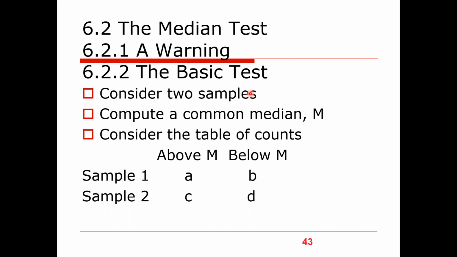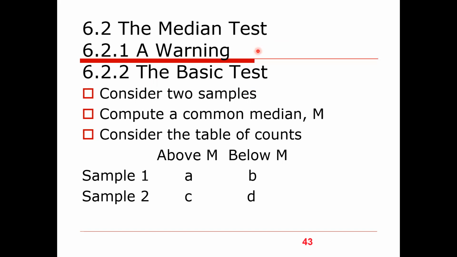And in section 6.2, let's focus on the median test. Median is one of the statistics that represent or describe the center of a population. It is robust to skewed data or censored data. But it is not recommended for routine use because of a warning. So what's the warning?